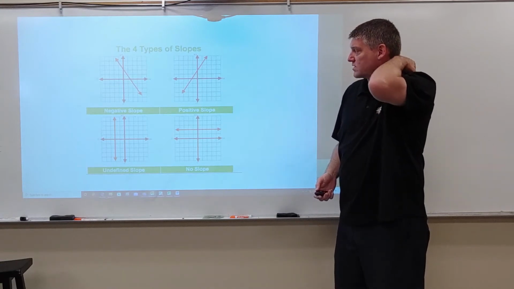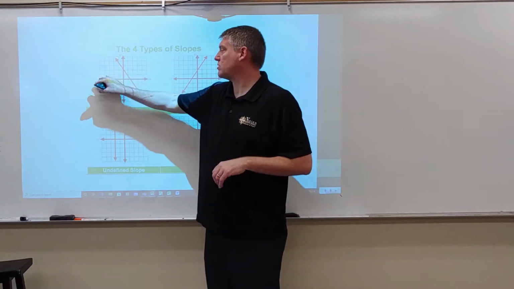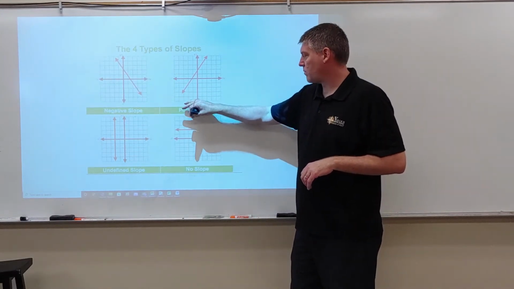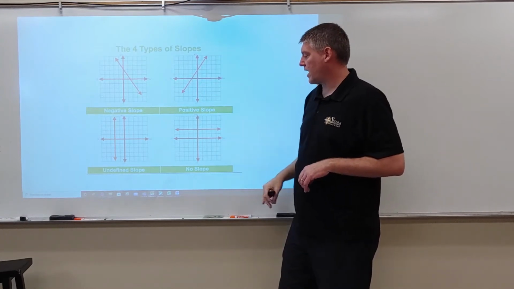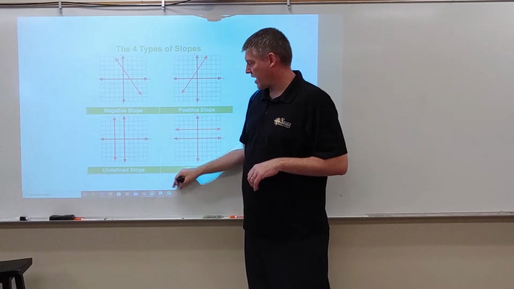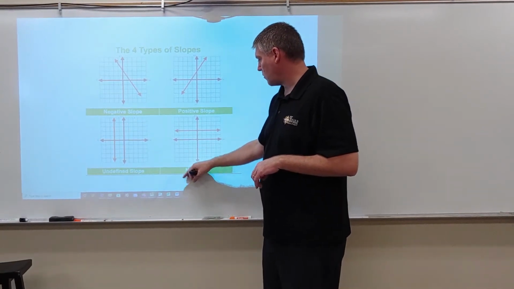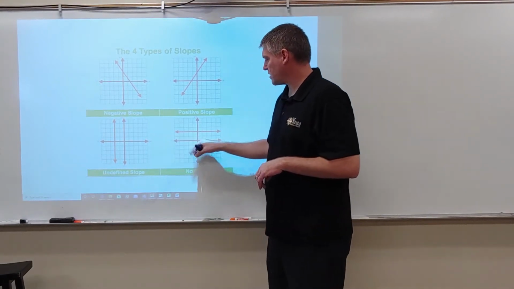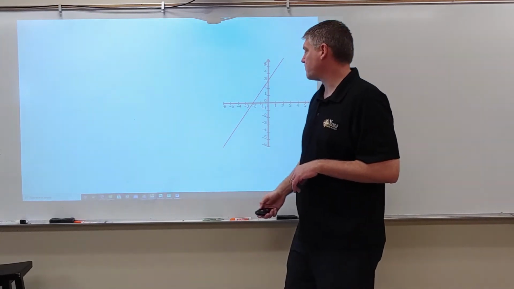So these are the 4 types of slope. Okay, so we have negative slope. As we go from left to right, it's going down. Positive slope, from left to right, we have going up. We have an undefined slope, which is vertical. And we have a zero slope with a horizontal line here. Okay, so make sure that you try and use zero, undefined, negative, or positive.